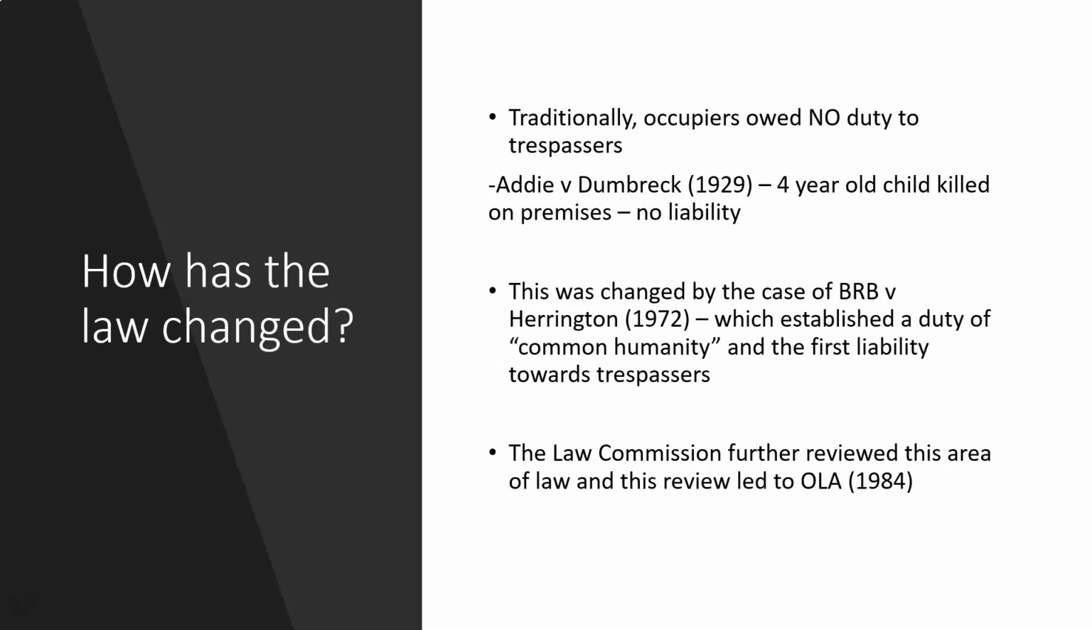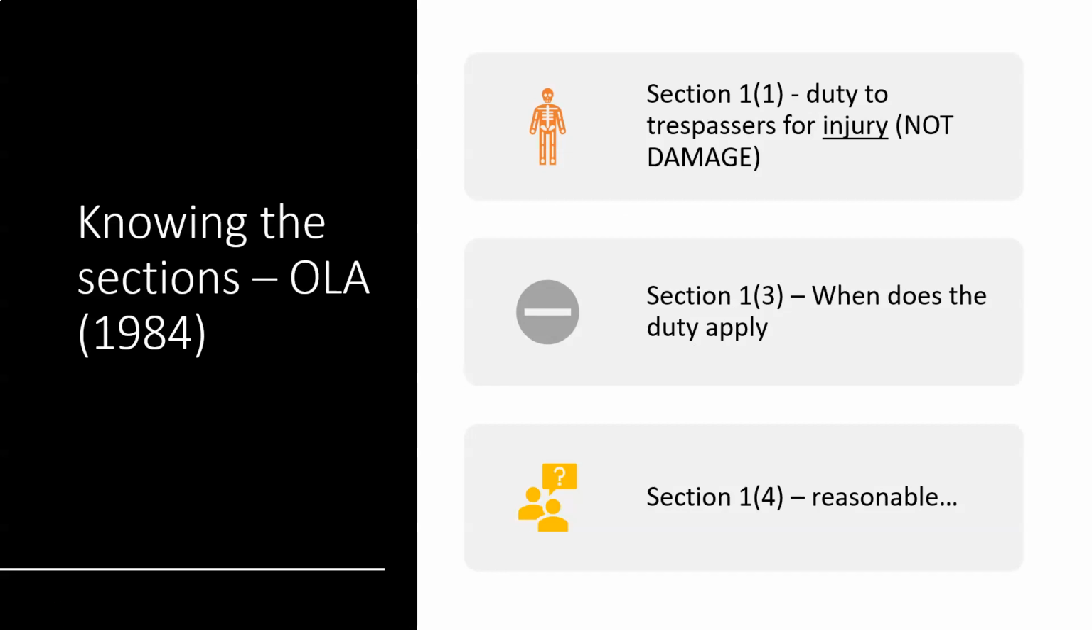Now obviously that was case law, and the Law Commission then further reviewed this area and recommended what essentially led to the Occupiers Liability Act 1984. So whilst BRB v Harrington is a relevant case and certainly one you can include, the actual law we use today is not from that case, it's from the Occupiers Liability Act 1984, but it's a useful case to know in terms of this idea of common humanity, which you can certainly talk about in the essay. Now again, the sections you need to know, and we'll go through these, are section 1.1, 1.3 and 1.4, which is again a little bit confusing because they're slightly different to the ones in the 1957 Act, so it can get a little confusing there, but make sure you try and learn them if you absolutely can.